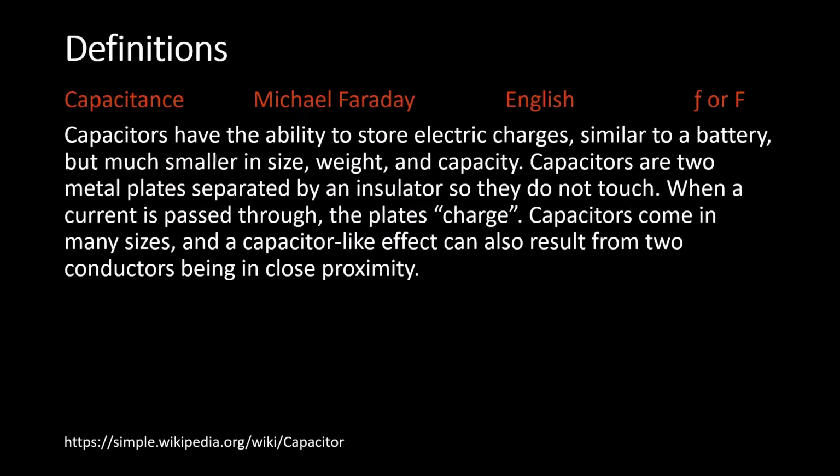And when a current is passed through the circuit with a capacitor, the plates charge. One of them charges positively, the other one charges negatively. And they come in many sizes, and the capacitor-like effect can also result from two conductors being in close proximity, two pieces of wire, for example.